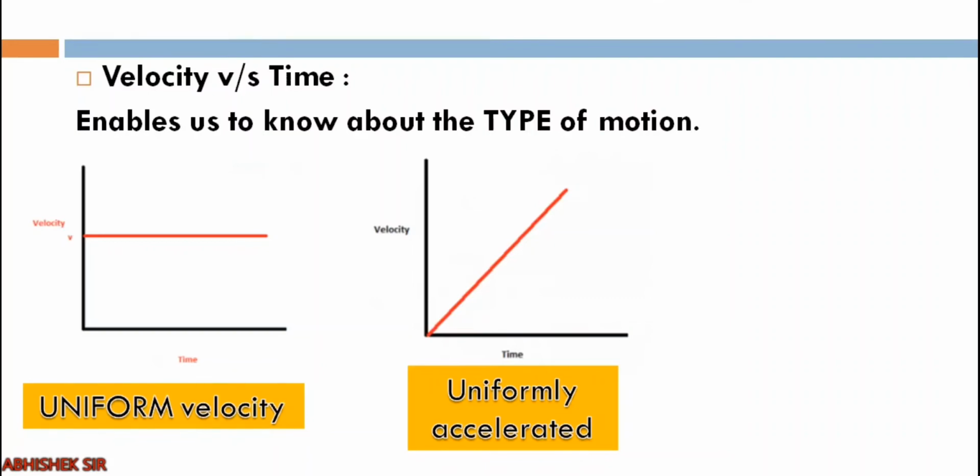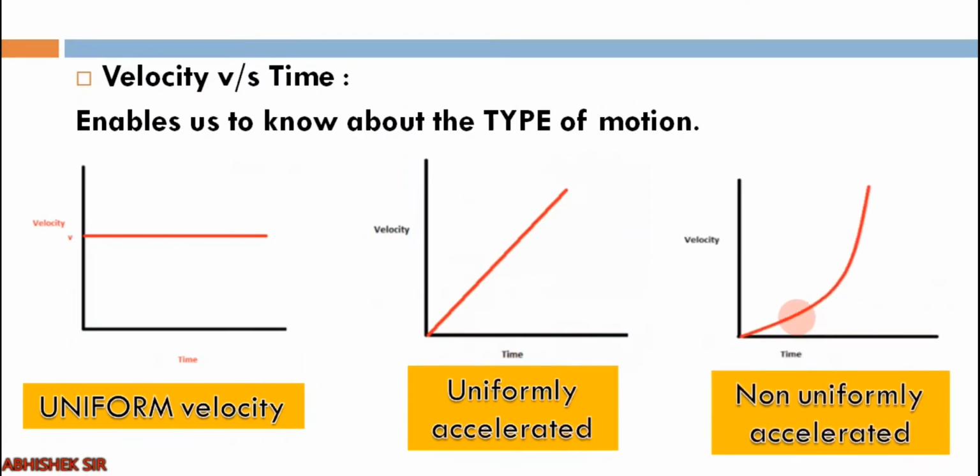So if you do the acceleration, then only your velocity can increase. So if, with proper time, with equal intervals of time, the velocity is also increasing equally, then it is said to be uniformly accelerated. So this kind of velocity versus time graph will tell you that the type of motion is uniformly accelerated.